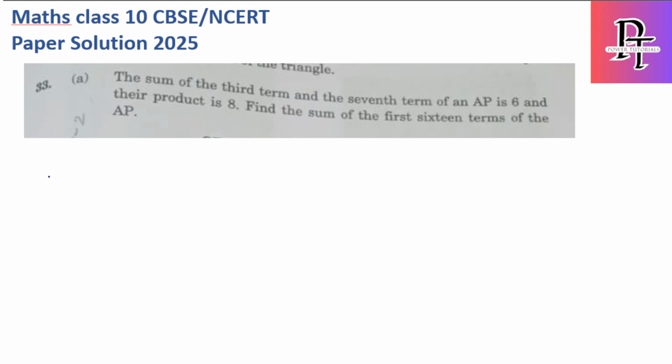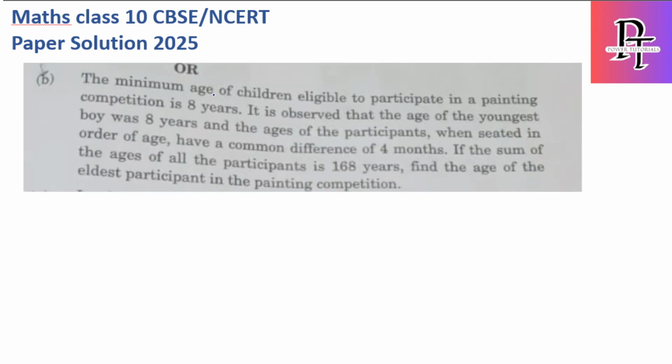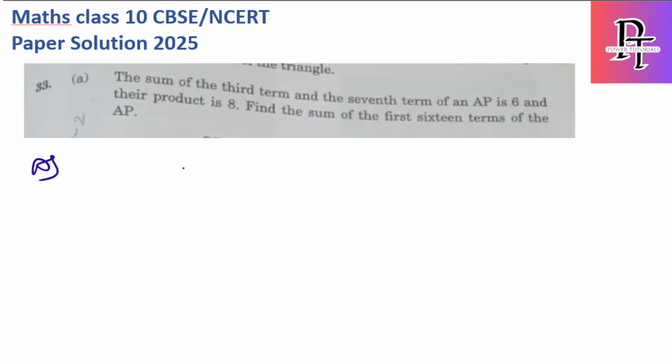For the 33rd question, we have A and B. This is the A part, third and seventh term. This is less lengthy. The B part, the question itself is lengthy; to read it, at least it will take 30 seconds. If I were in your place, I would definitely go with the A part. I will not even check the second part, because there are some years and months, so I need to convert months to years or years to months and then solve it. It will definitely be lengthier than the A part. So let's solve the A part and see how much time it will take.